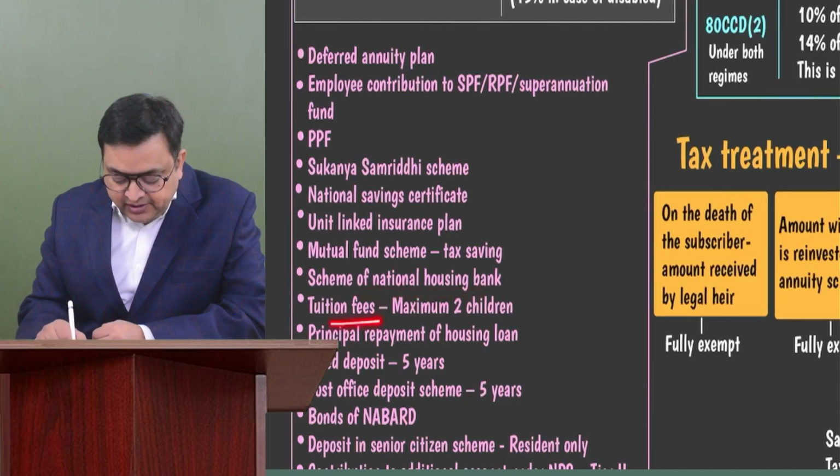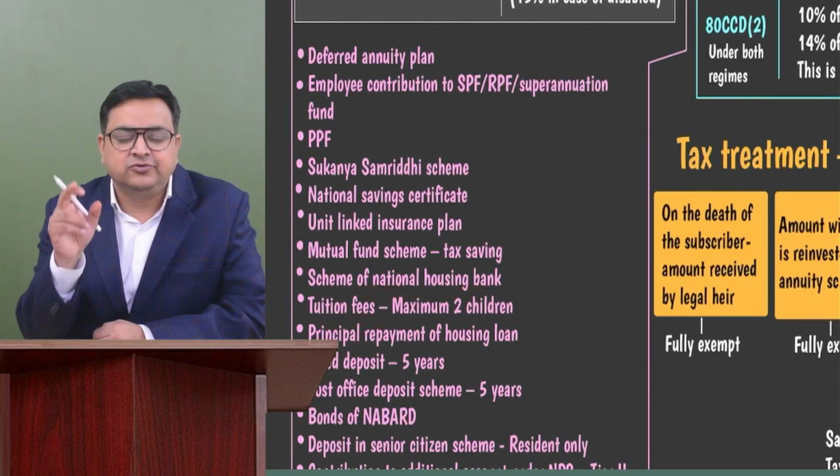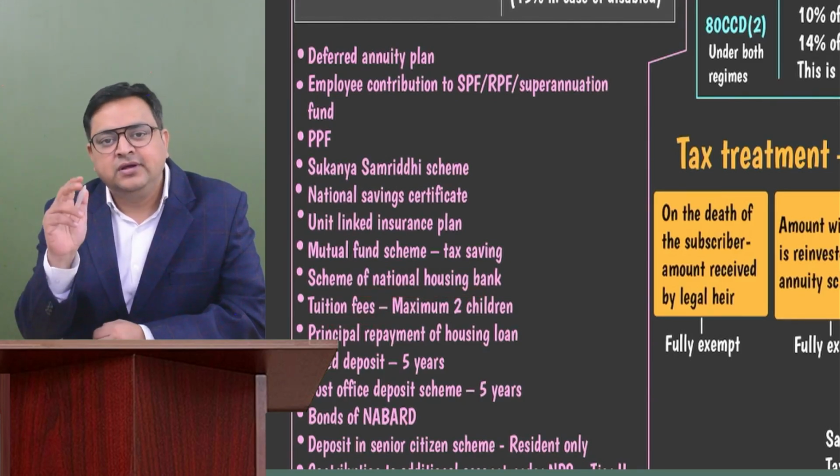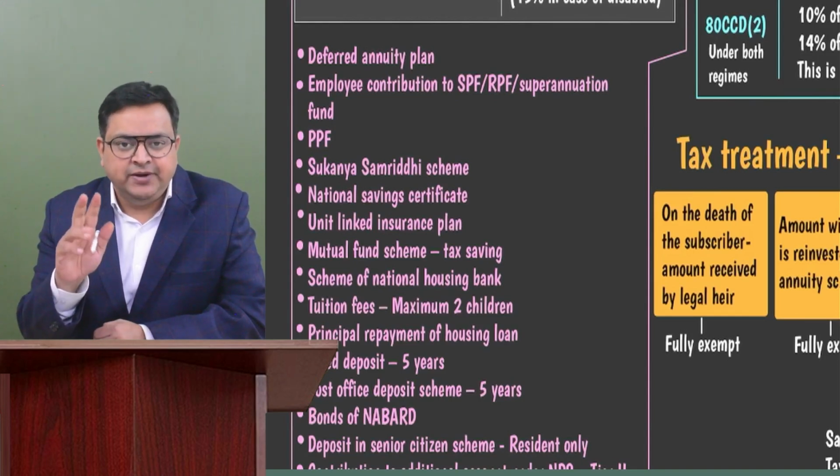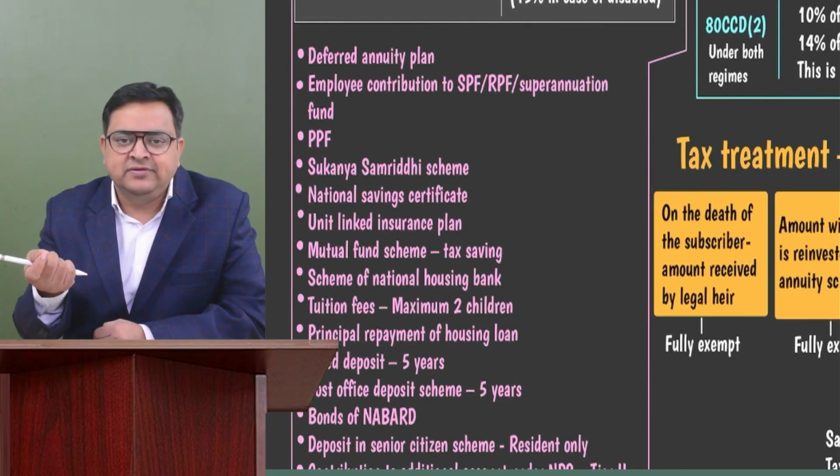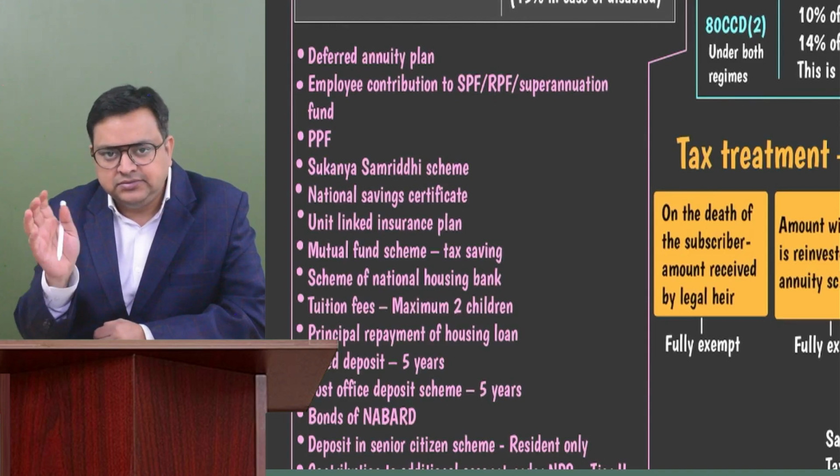Not so important. Tuition fees is very important. So tuition fees are paid for a maximum of two children. Grandchildren not allowed. Only children, and children always include a stepchild or the adopted child.